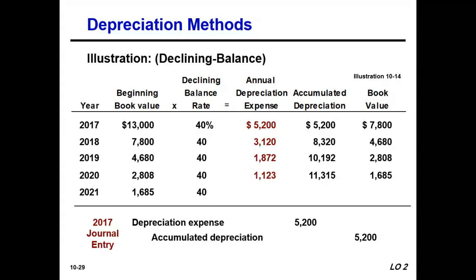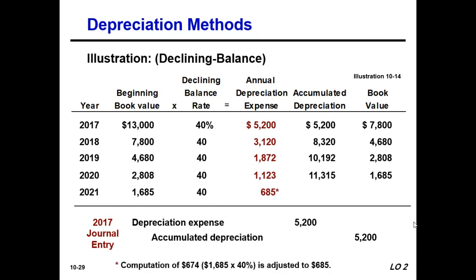Okay, so this is what we will make. See here, the number is 685. Look at the explanation at the bottom. The computation of 674, which is this, is adjusted to 685. Why do we adjust it? Because we want our book value to be 1000. It is just a mathematical adjustment. So now you calculate, your accumulated depreciation will become 12,000, so book value is 1000. Is it clear?